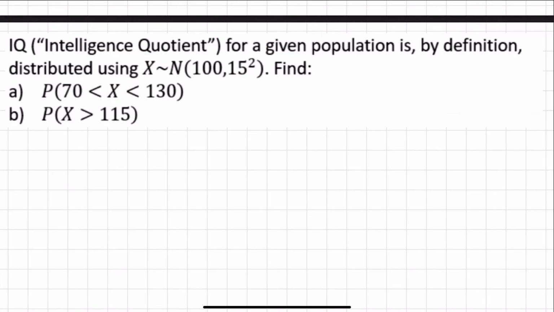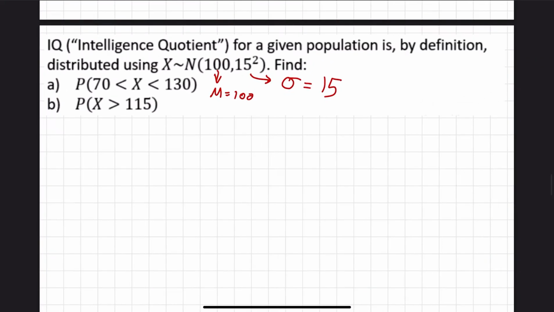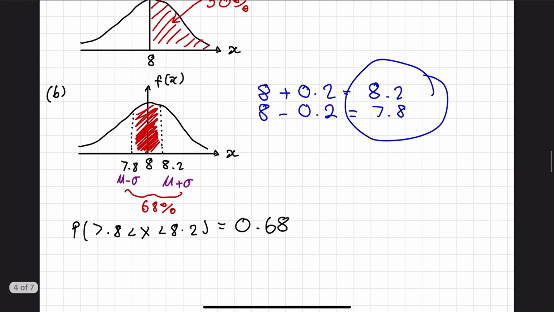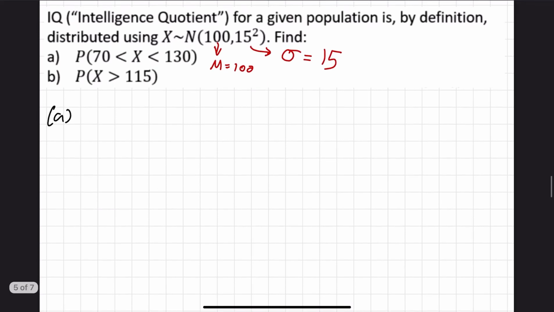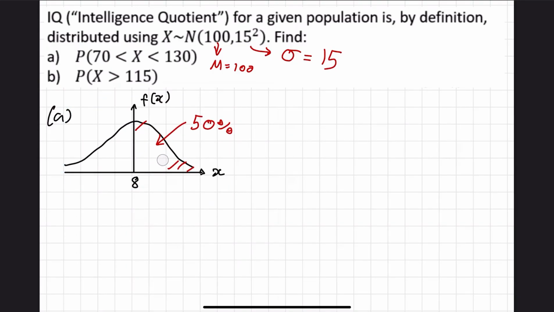IQ for a given population by definition is distributed using X is normally distributed with mean 100 and variance 15 squared. So our mean, mu, is 100 and our standard deviation, sigma, is 15. Find the probability that X is between 70 and 130. So let's start by drawing a diagram. Again, I might just steal the diagram I had before. Get rid of all of that.